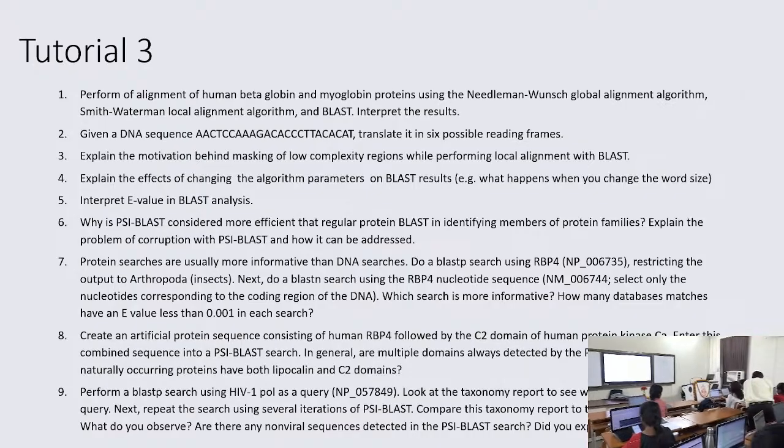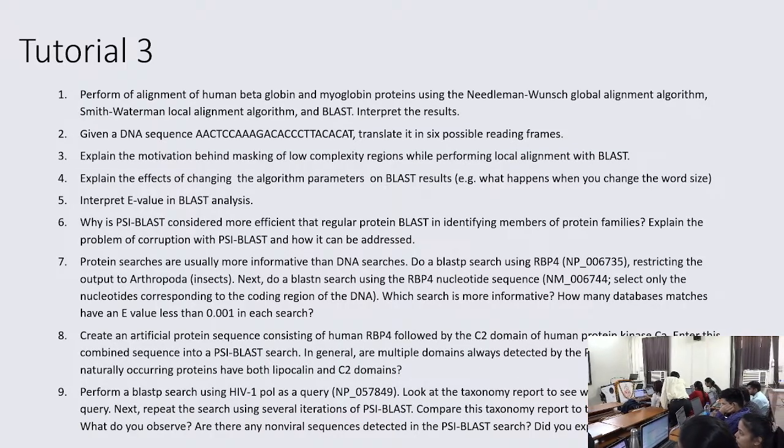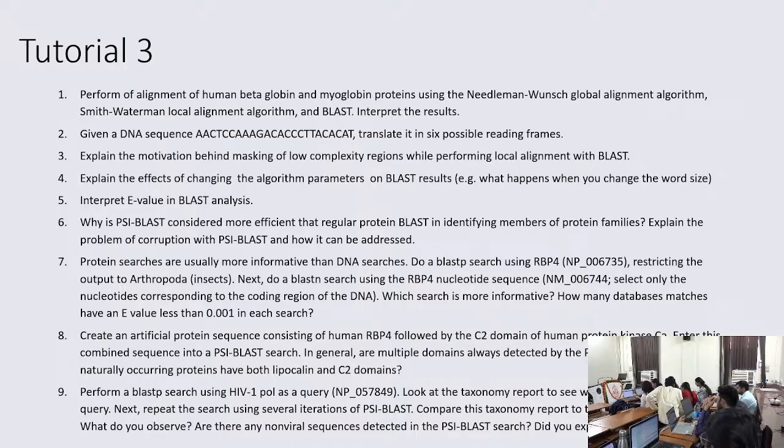Error message? Okay, why? Can you enter the accession number? No, don't exclude actually. Yeah, you remove that, exclude. You have to include Arthropoda. Yeah, type arthro. It will come. Okay, this should. Yeah, it should come. Oh, organism type there.